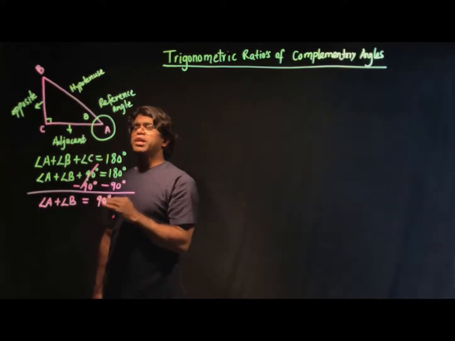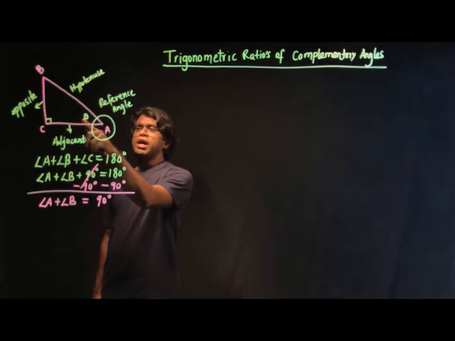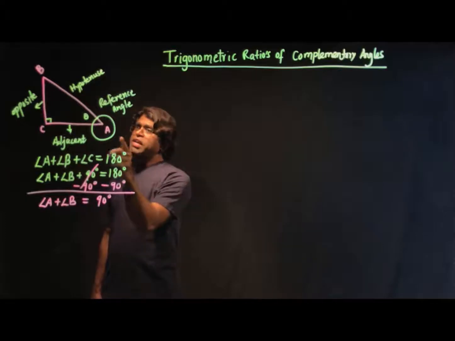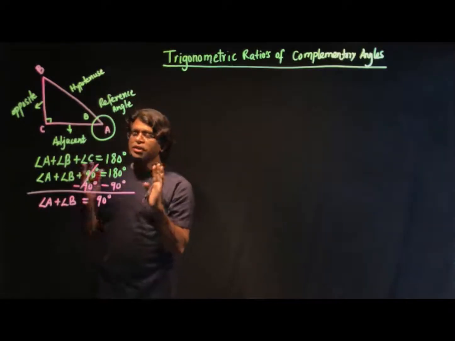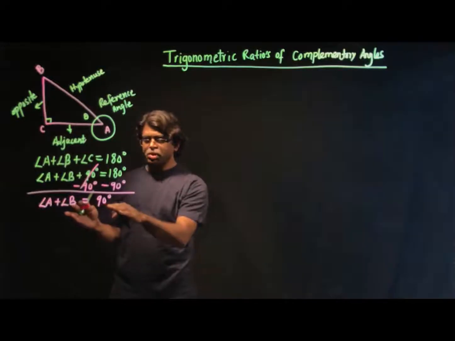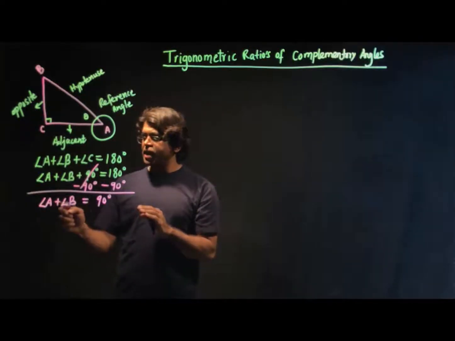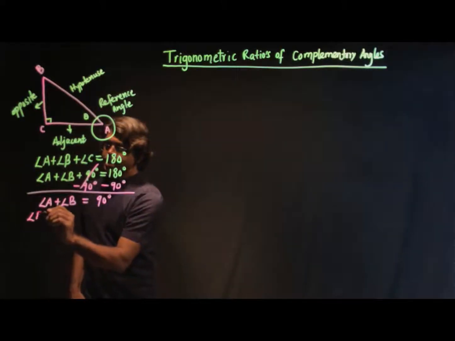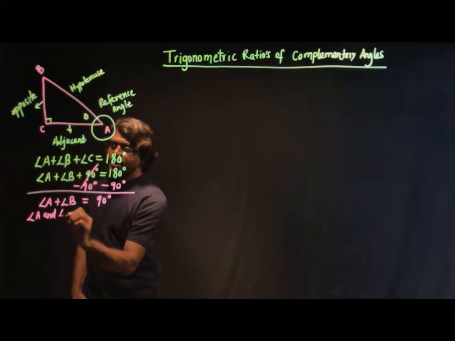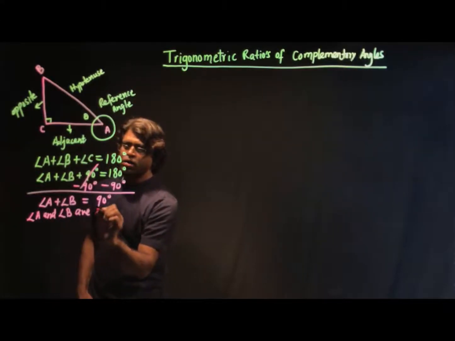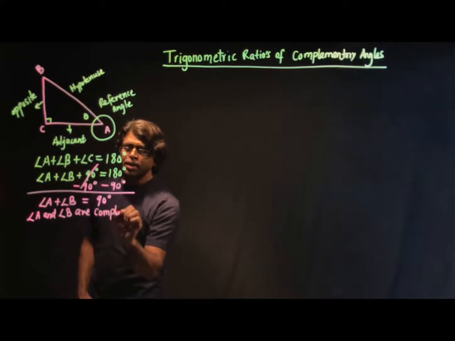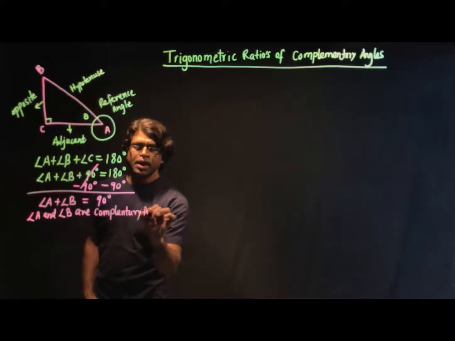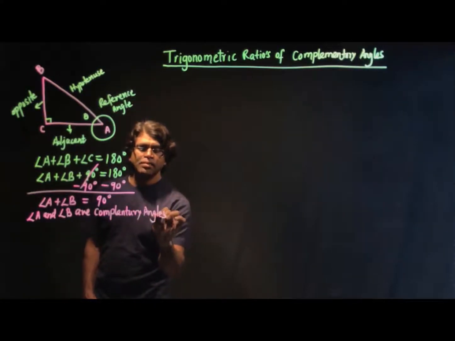Now, let's look at the triangle one more time. A is theta, so we can replace angle A by theta. But now let's look at this expression one more time. As you can see, A plus B is 90 degrees, which means what? Angle A and angle B are complementary, C-O-M-P-L-E-M-E-N-T-A-R-Y, complementary angles. Again, let me repeat it.